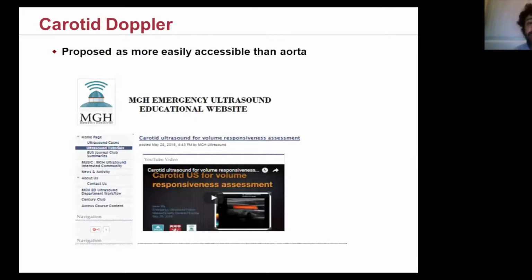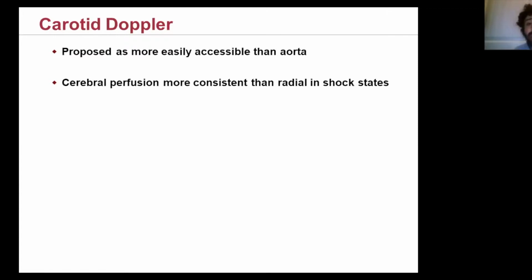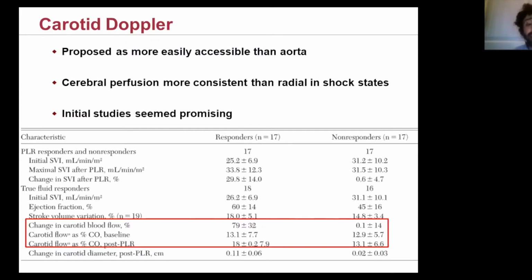This is more easily accessible than the aorta. Assessing the carotid is often very easy with an ultrasound. And by using spectral Doppler, you can quantify flow through the carotid artery. The idea is that the cerebral perfusion is going to be more consistent than any other artery in a shock state, so that we can trust the blood flow and changes in blood flow with an intervention.